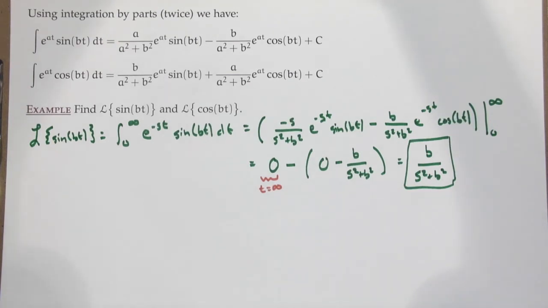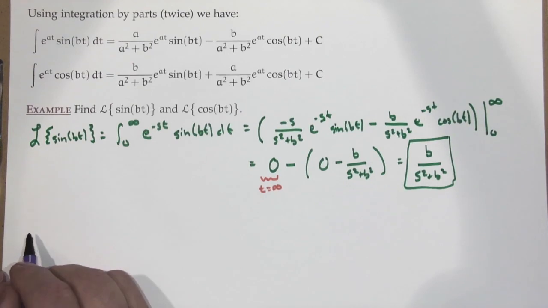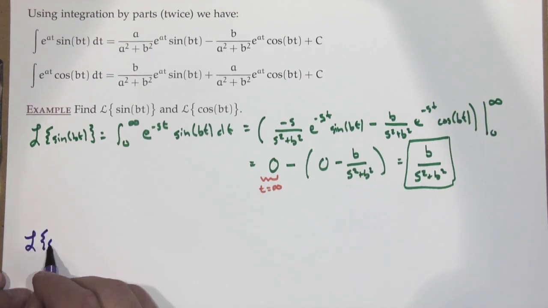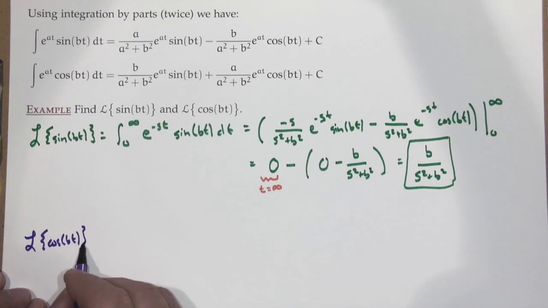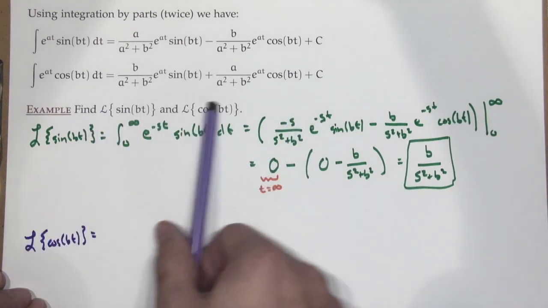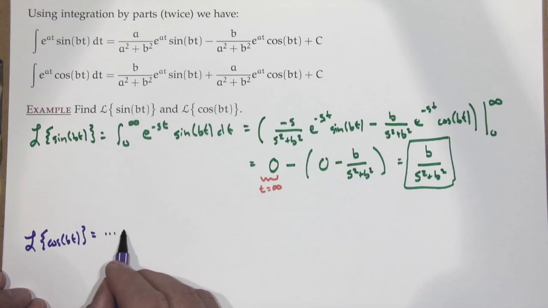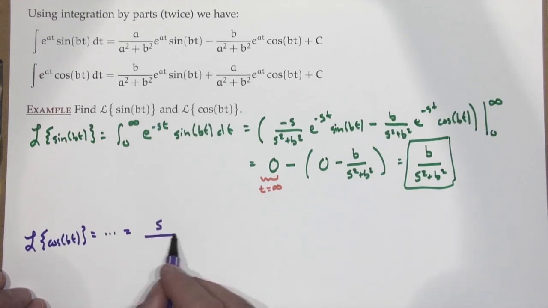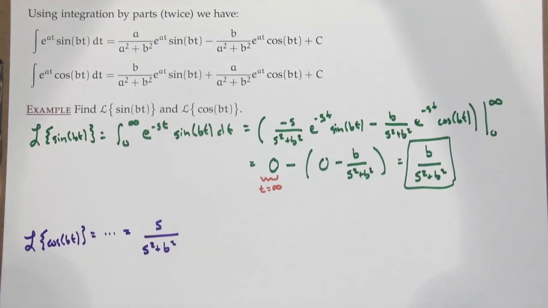Now, if you did it for cosine, very similar argument, but now you use this bottom expression, and what you end up with is s over s squared plus b squared. All right. Are you satisfied? Do you need to see the intermediate steps, or are you like, I trust you? Good. It's on the formula sheet.